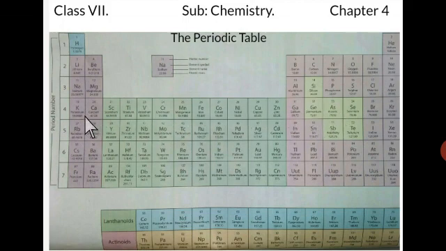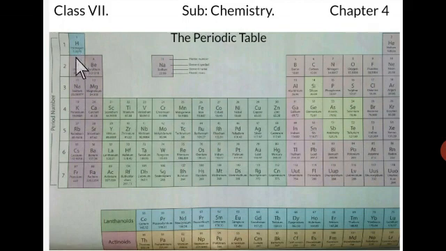You can count yourself. Then a periodic table has columns also. This is first column, second column, third, fourth, fifth and similar other columns are there. So how many columns are there? Total of 18 columns are there and columns are known as groups.